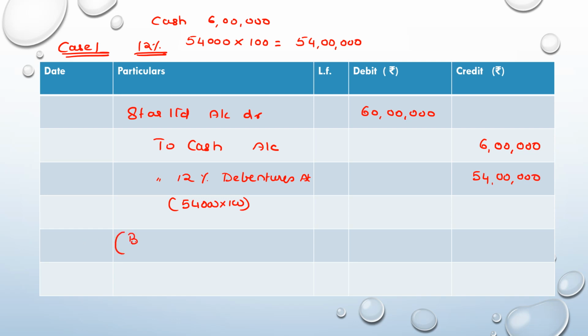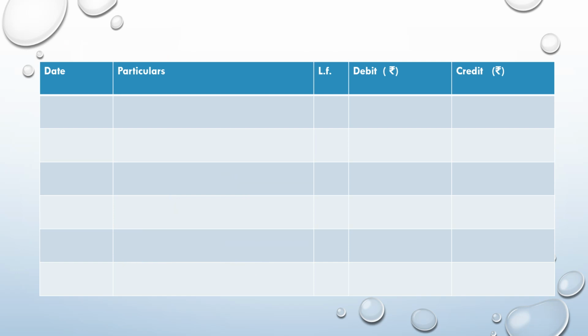This is for discharge of purchase consideration by debentures and in cash. This was the first case. I hope you had got it right. Now going to the next, we go to case 2 and see.